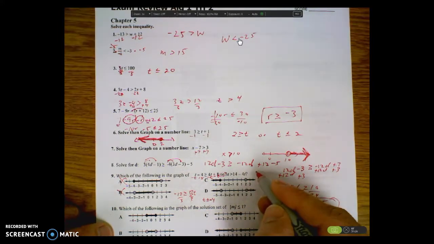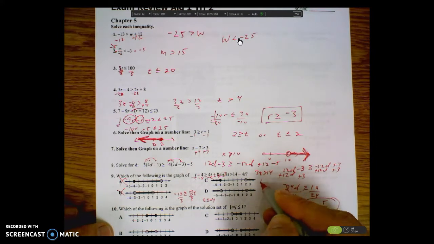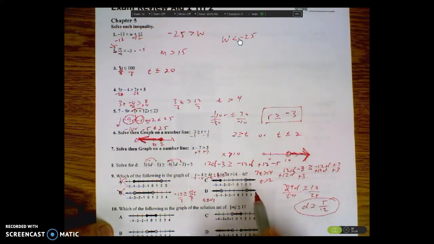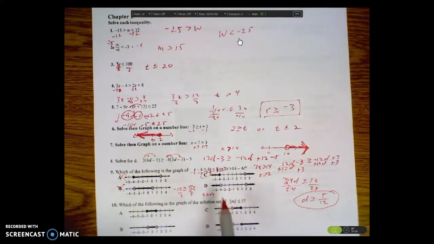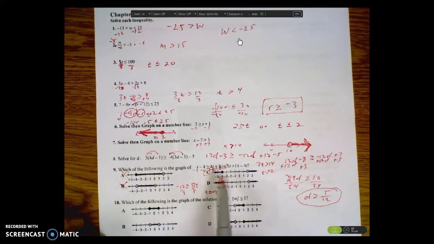I'm going to add 4t to both sides and get 7t is greater than 14. Divide by 7, that's greater than 2. Open circle, greater than 2. Yeah, so it's C.